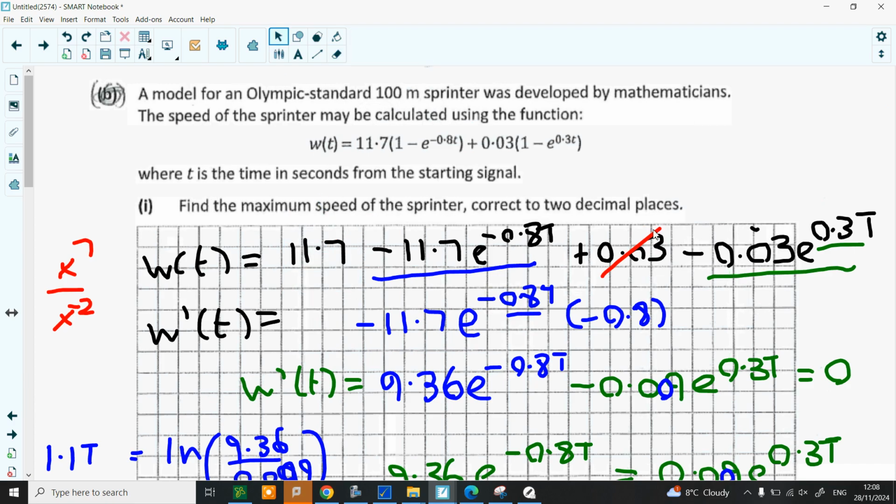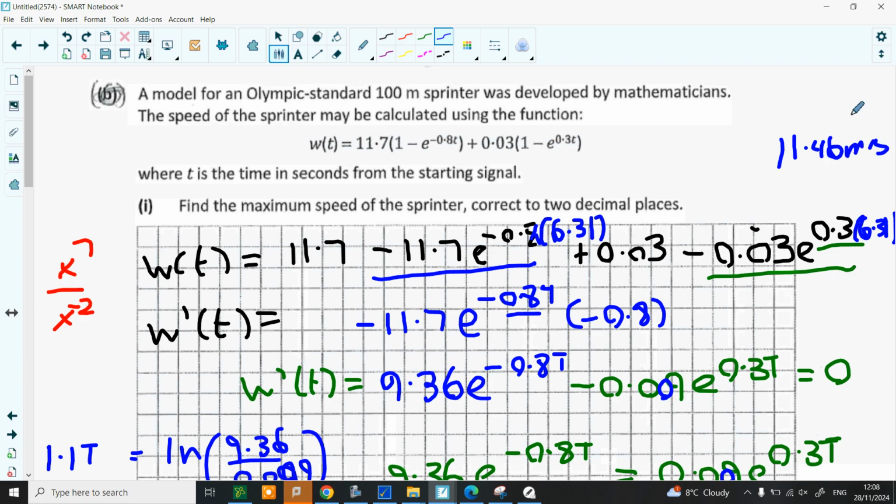So see this formula here? You're going to have to get the 6.31 and you're going to sub it in here. Actually, this was pretty hard as well. And then another 6.31 here. And then when you multiply all that out, you'll get 11.46. Does anybody get 11.46? Yeah? Well done. All right, guys. I think I'll leave part 2 of this now because that was quite tough.